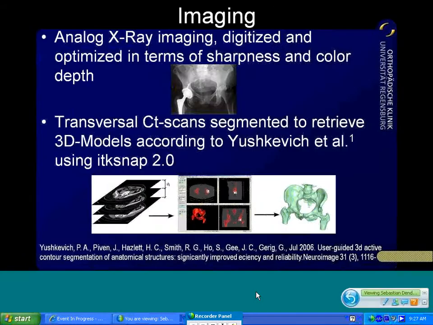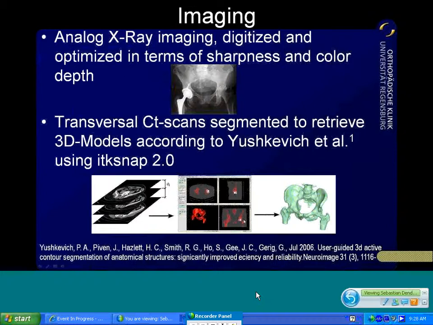We used two different types of imaging techniques. First, we used standard clinical analog X-ray images. They were digitized using the X-ray scanner and optimized in terms of sharpness and color depth. You can see an example of a very nice picture here. Second, we used CT scans, transversal CT scans actually.